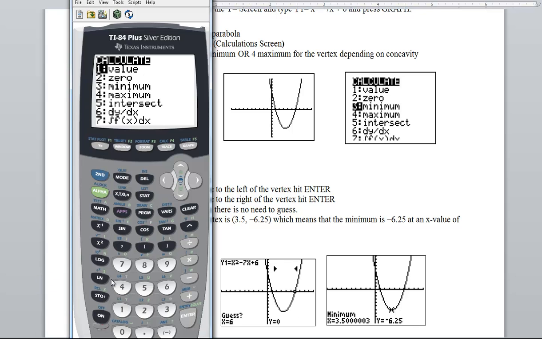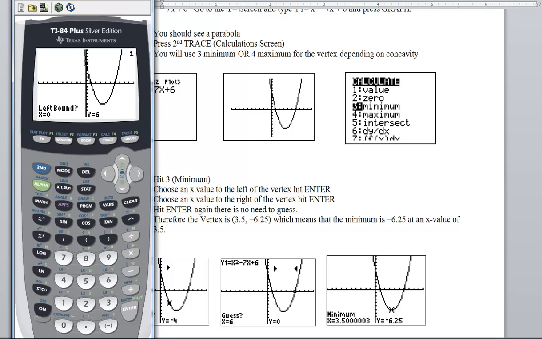So let me get my calculator up. I'm going to press number 3. It's asking for a left bound. Now remember, this is where you choose an x value. So it looks like my vertex is right in here between 3 and 4. So instead of doing 2 like I did earlier, I'm going to press 2.5 because I want to be different. And then I hit enter, and that little blinder thing will come up. Notice I've got a boundary on the left right here. Now I need to get a right boundary, so we'll do 5. Hit enter. Now if you'll notice, my boundaries have got the vertex cornered. It's inside that. Guess? Nope. Just hit enter.